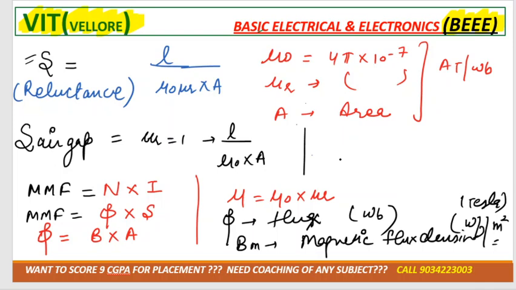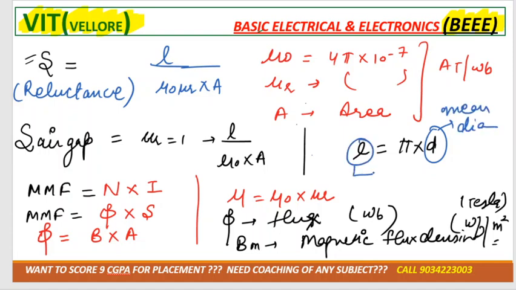And sometimes we need to calculate length also. The length formula is pi into d. What is d? D is the diameter, the mean diameter. Basically, length is the circumference. Sometimes they ask you to calculate H, which is equal to N I by L. H is the magnetizing force, N is the number of turns, I is the current, and L is the length.